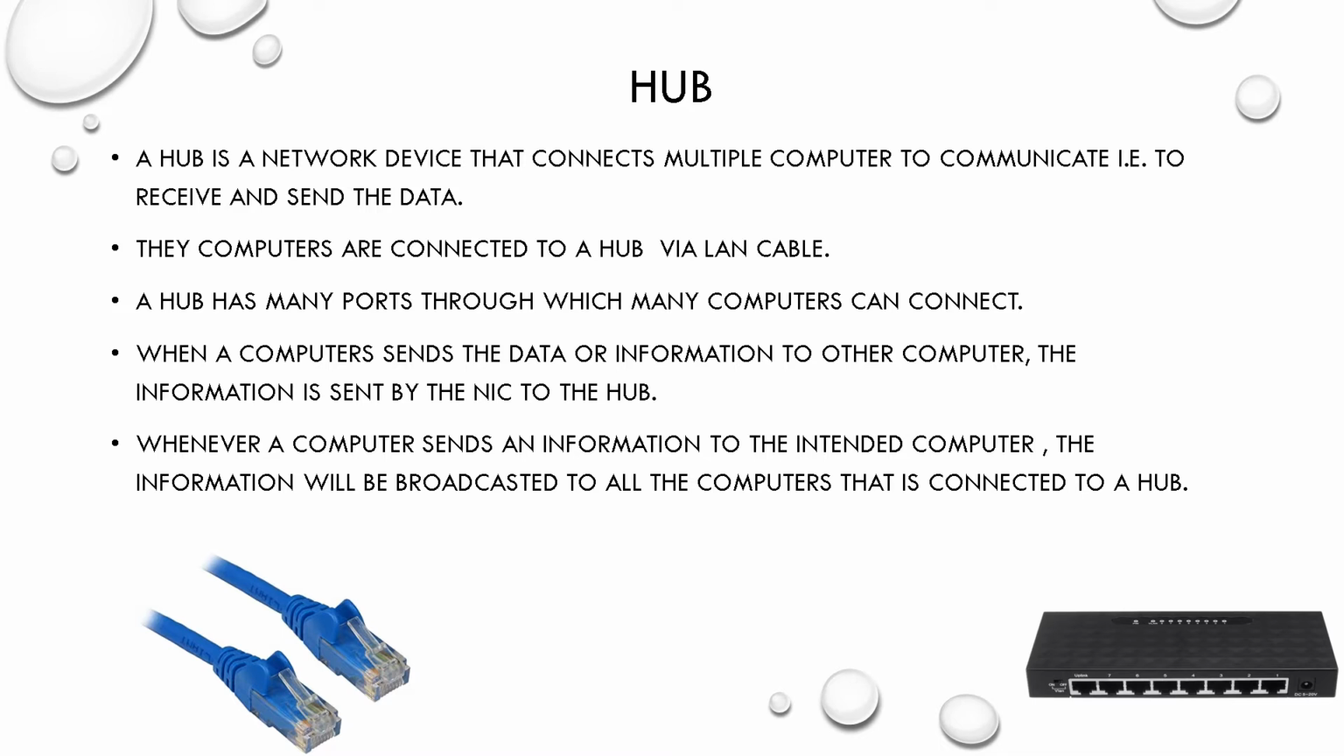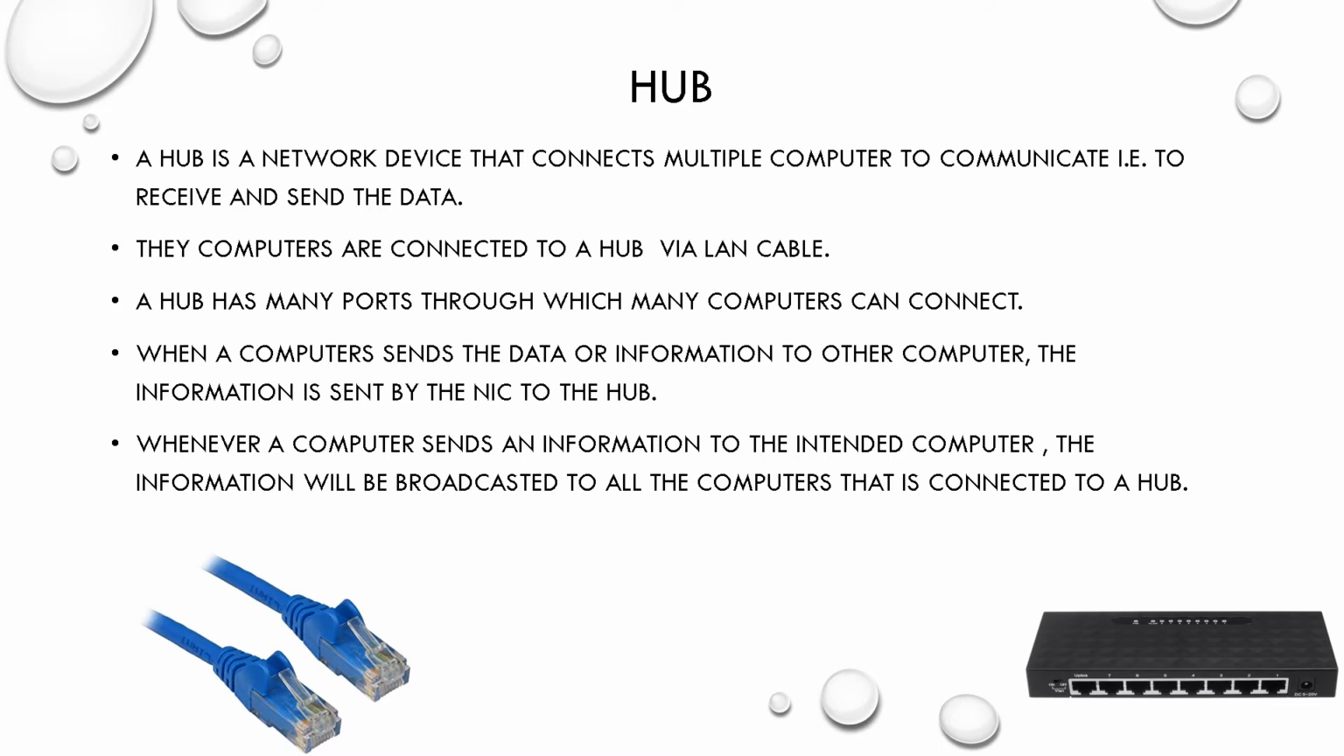The information will be broadcast to all other computers connected to the hub. What do you mean by this? Suppose there are 5 computers connected to each other. Computer A wants to send to computer B. Say computer A is sending "hello, how are you" to computer B. But when you send a text message, it will be sent to all the remaining computers connected to the hub, which is not good. So this is the disadvantage of a hub.